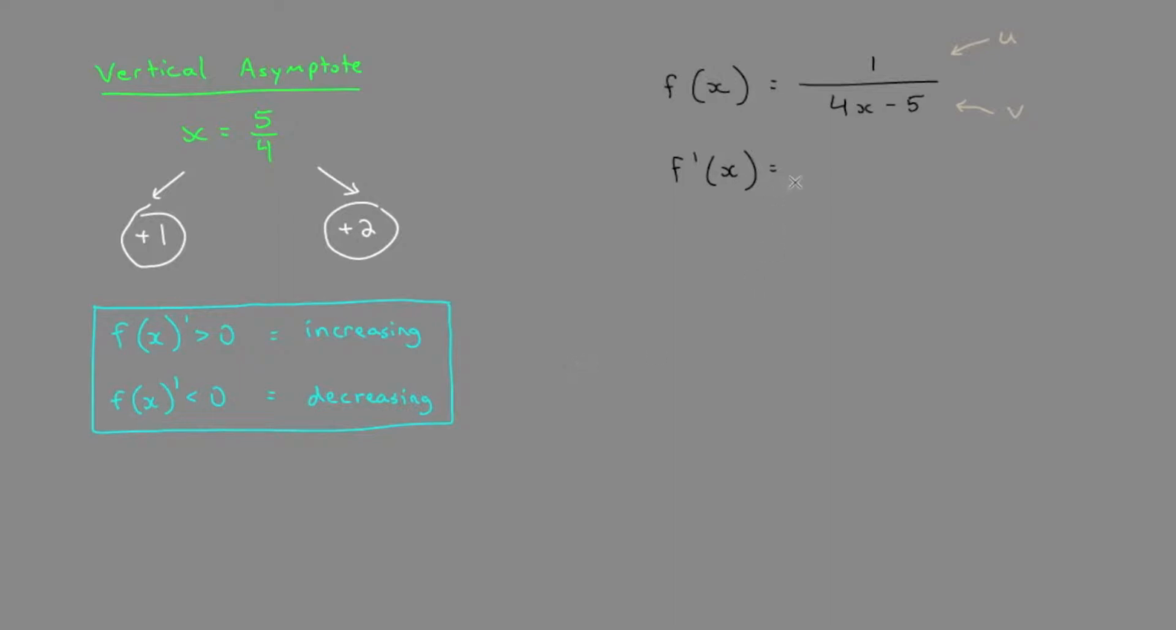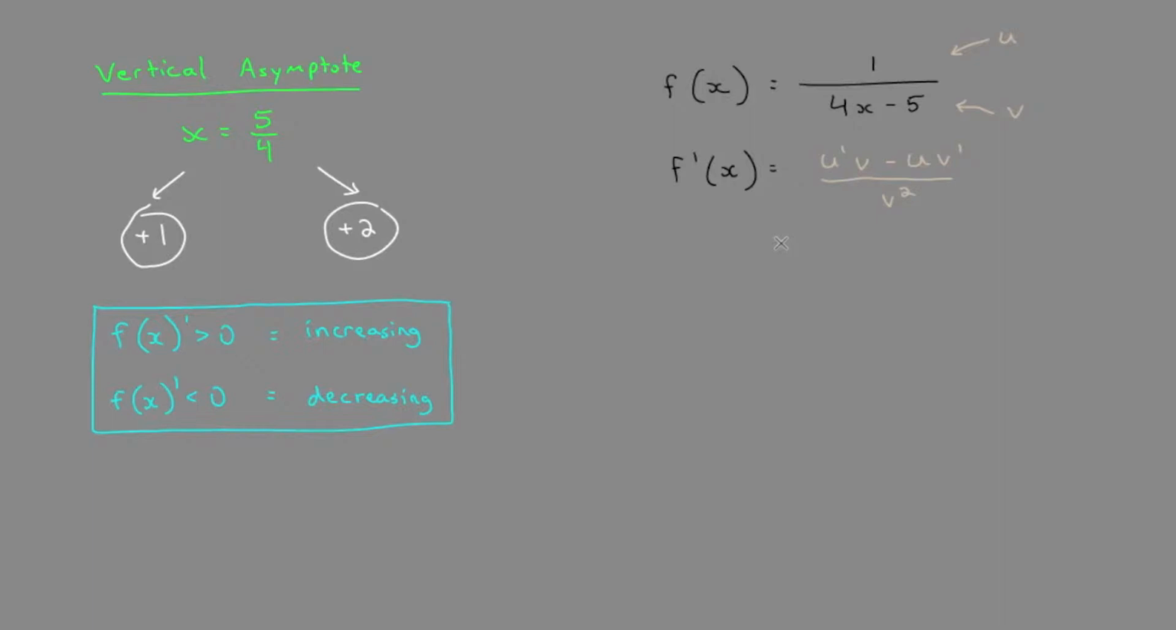We're going to determine the first derivative using the quotient rule. Remember, quotient rule says the numerator is u and the denominator is v. The first derivative generally is u prime, derivative of u, times v minus u times the derivative of v, so v prime, all over v squared.